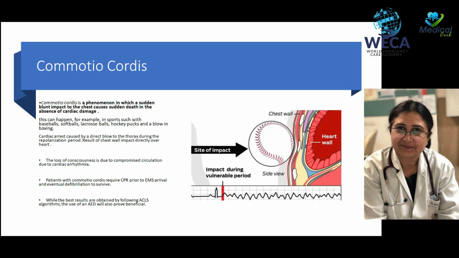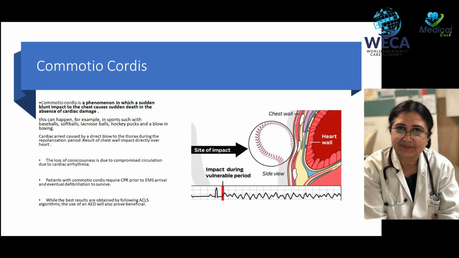Last but not least, commotio cordis. Commotio cordis is a phenomenon in which a sudden blunt impact to the chest causes sudden death in the absence of cardiac damage. This can happen in sports such as baseball, softball, hockey pucks, a blow in boxing.